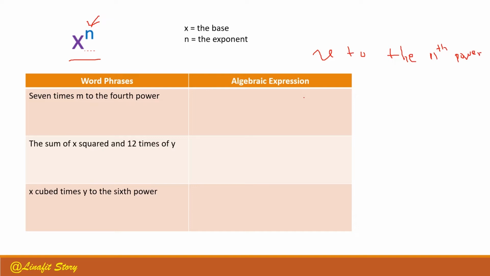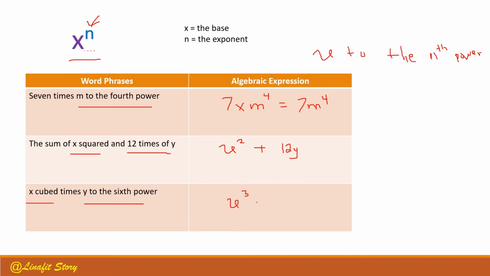Here are some examples of using exponents. 7 times m to the 4th power. The sum of x squared and 12 times y: x squared plus 12y. X cubed times y to the 6th power. X cubed minus y to the 6th power.